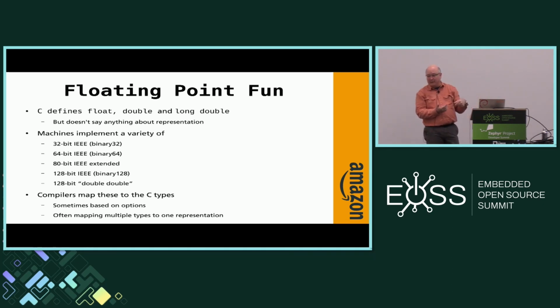The machines that Picolibc supports support all of these different types. Oh, and there's extra ones here that I didn't list. So 32-bit, 64-bit, and 128-bit IEEE binary, 80-bit IEEE extended, 128-bit double-double. It has very limited support for those. And it also supports the 80-bit M68K types as well, which are not quite IEEE, and the M68K 64 and 32-bit types, which are derived from their 80-bit types. Compilers are free to map them however they like.